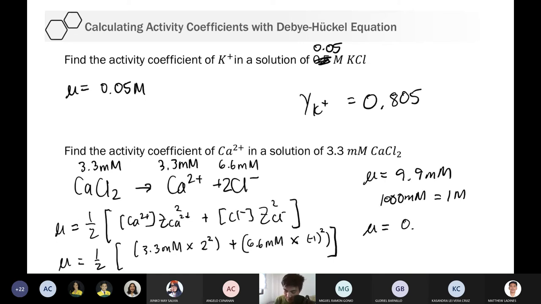That is 0.0099 molar. We can approximate this. Kasi pag 0.99, usually na-approximate na namin yan for the ionic strength. This can be approximated as 0.01 molar. So this is the ionic strength natin, 0.01 molar. So what is the gamma for calcium pag 0.01 molar?